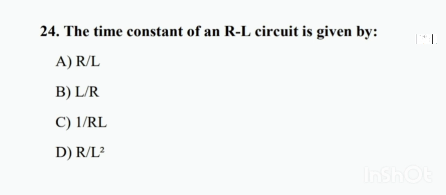Question number 24. The time constant of an RL circuit is given by: option A, R/L; option B, L/R; option C, 1/(RL); option D, (R/L) squared. The right one is option B, L/R.